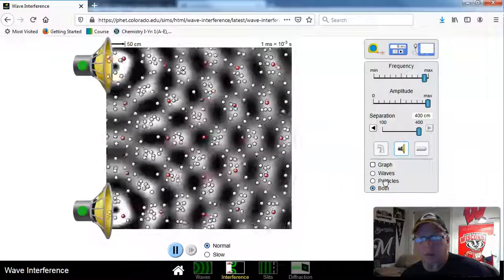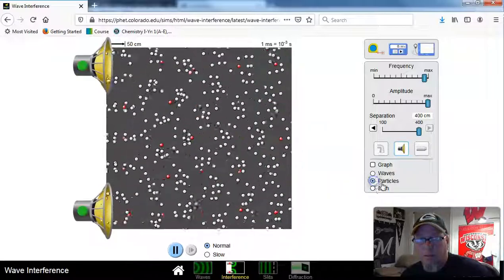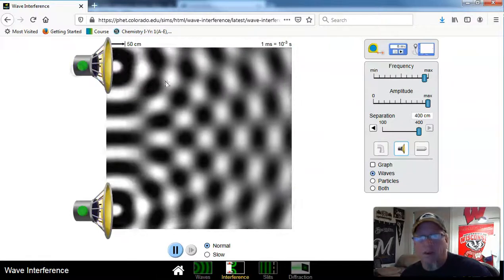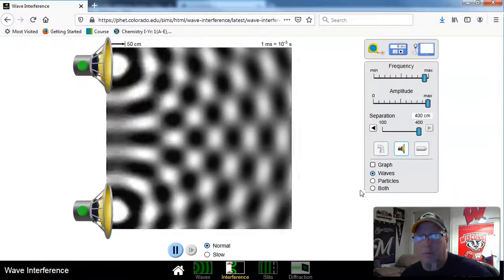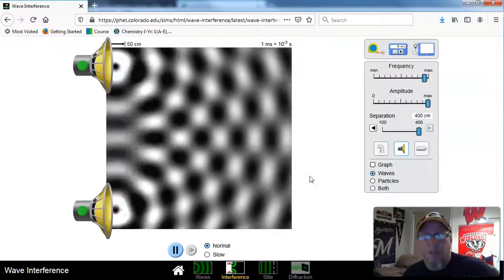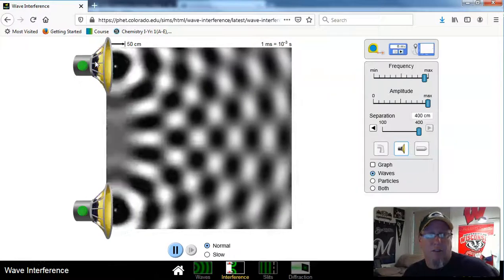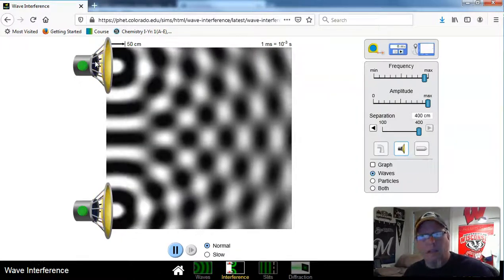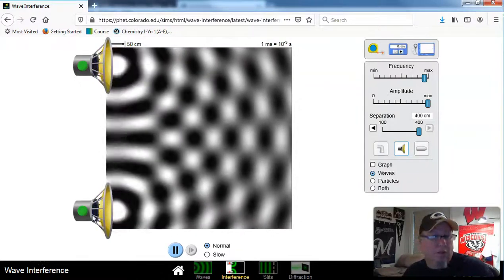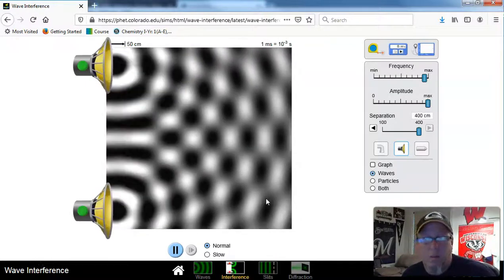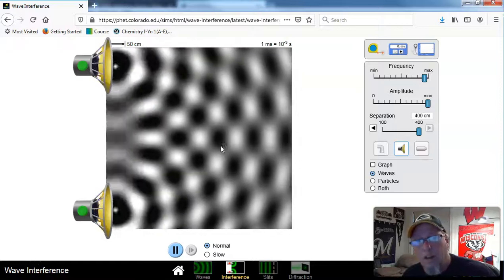But I do want to show you sound. I'm going to turn the particles off and only focus on the waves for sound. I'm not going to play the tone because it's just kind of annoying to talk over. But this is an interference pattern that happens, let's say you're at a rock concert. If you have two sets of speakers, a speaker on the left side of the stage and a speaker on the right side of the stage, and the band's playing the music, this is what the audience would hear.